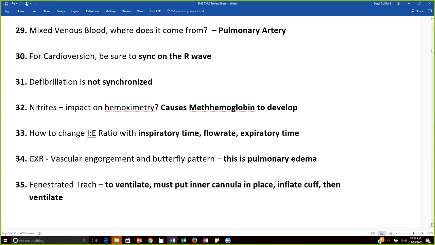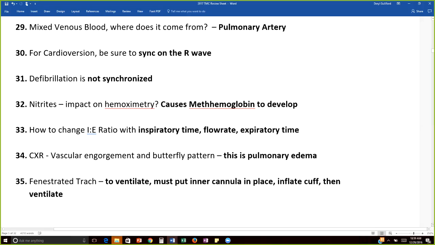For cardioversion versus defibrillation, you might have something like this on your test. Cardioversion must be synced on the R wave in order to be effective. So cardioversion is synchronized on the R wave. Defibrillation is not. That could be something you see in your test.